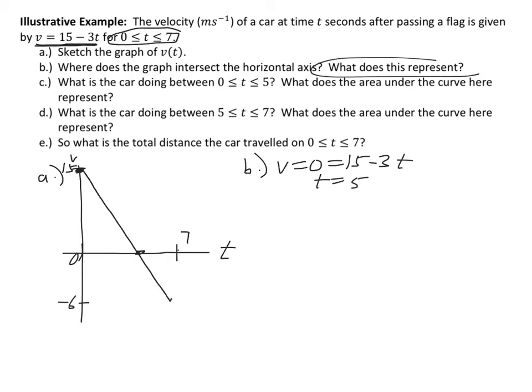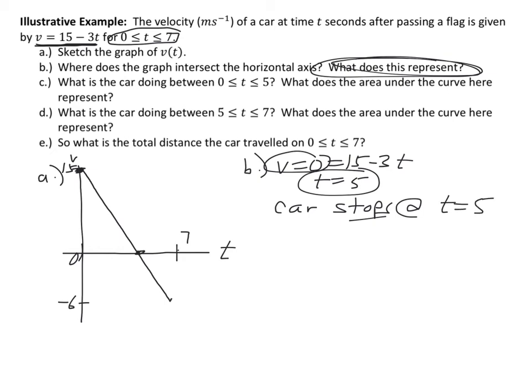Okay. What does this represent? What does it mean that the velocity is 0? What does it mean that it happens when t is 5? Doesn't this mean that the car stops at time 5? The velocity becomes 0 at time 5. Okay? And now let's think more about this. Let's think about this in two different sections. This section here, and then this section here. Okay? So part C is now going to ask me, what is the car doing between times 0 and 5?